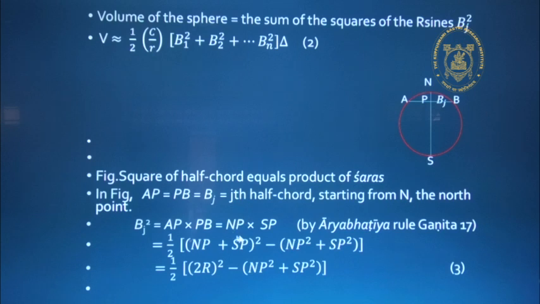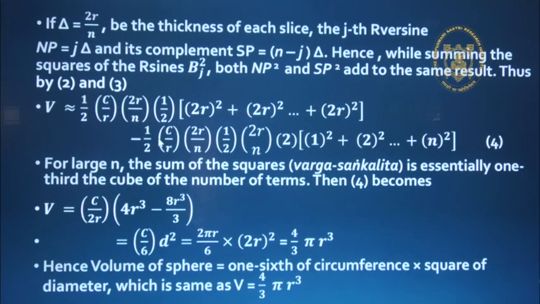And this MP into SB can be rewritten as MP plus SB whole square minus MP square plus SB square. MP plus SB is 2R. Therefore it is 2R square minus MP square plus SB square. If delta is 2R by n, the thickness of each slice, then the jth R sine is MP, j delta, and its complement is SB, n minus j delta. Then summing up the squares of the R sines Bj square, both MP square and SB square give the same result.